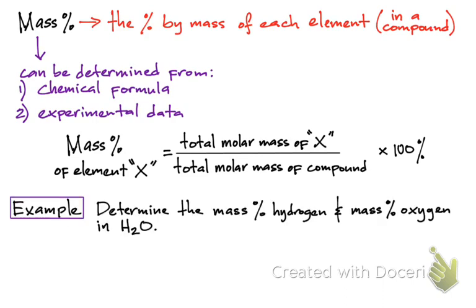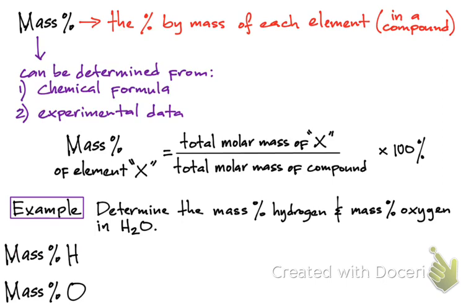All right, let's look at an example here. Determine the mass percent hydrogen and mass percent oxygen in water, which has a chemical formula H2O. So the first thing you want to do here is to get the total molar mass of hydrogen, since we're trying to find the mass percent of hydrogen, divided by the total molar mass of water, H2O, multiplied by 100%. And then you'll do the same thing for the mass percent of oxygen.